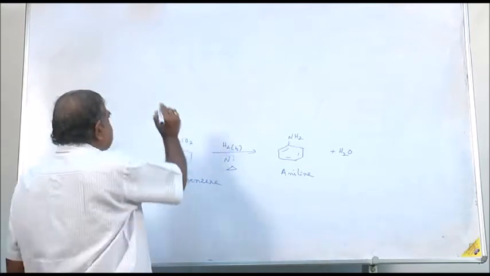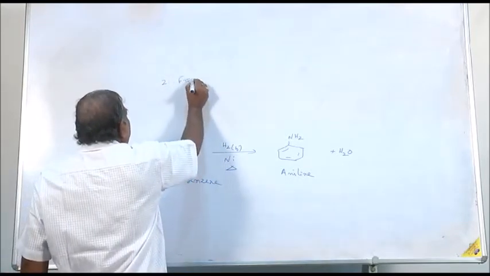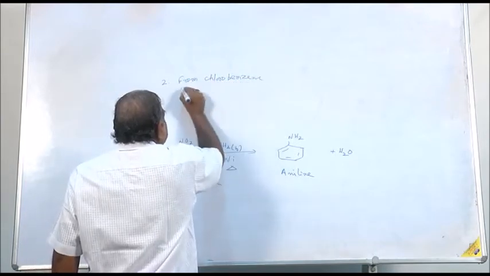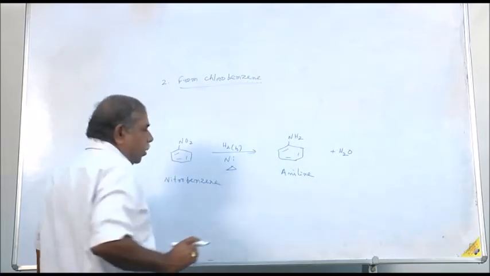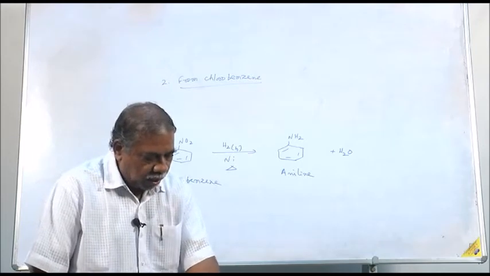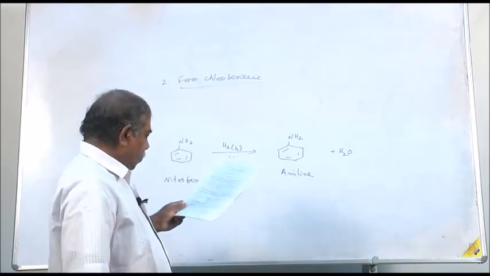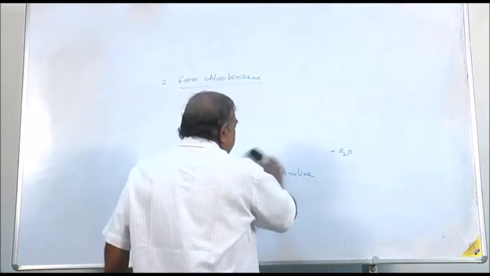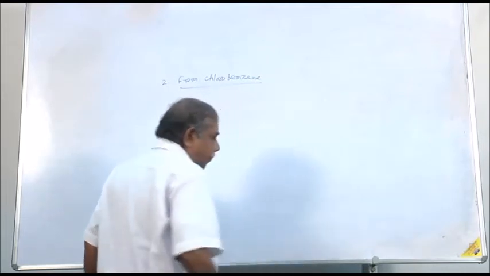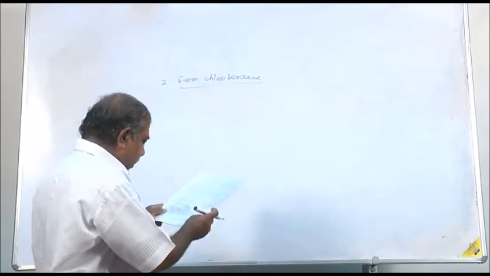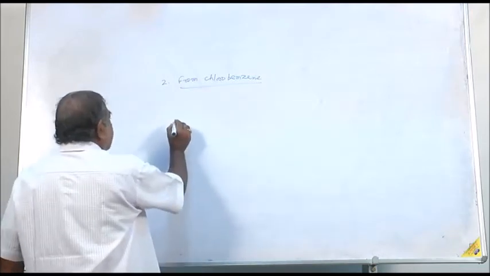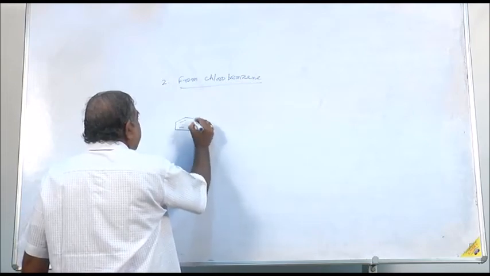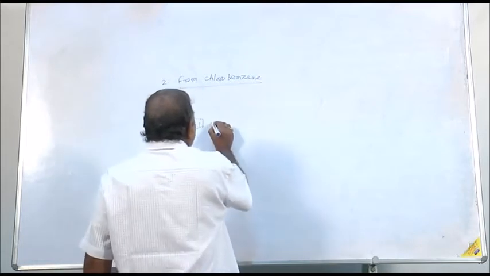The second method is from chlorobenzene. The statement I am telling you, please note down. When chlorobenzene is treated with ammonia in presence of cuprous oxide, formula Cu2O, at 200 degrees centigrade under pressure, it gives you aniline, where the chlorine atom of chlorobenzene is replaced by amino group.